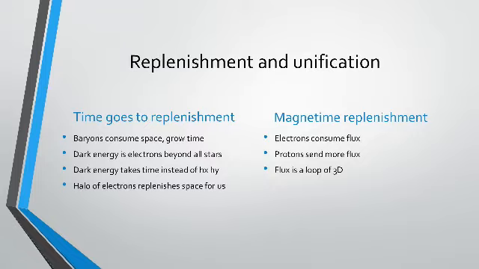There's also traction between the four dimensions of gravity and the four dimensions of electromagnetism. And the traction ratios are given by standard constants like Newton's universal gravitational constant, the Coulomb constant, and some other things. Now, talking about replenishment, time goes into the replenishment of our entire universe. As I was saying, the baryons in a star consume space and they grow time. Dark energy is at the end of the universe, beyond all the stars, and it's really the electrons that are missing from dark matter. Dark matter is just matter with no electrons.